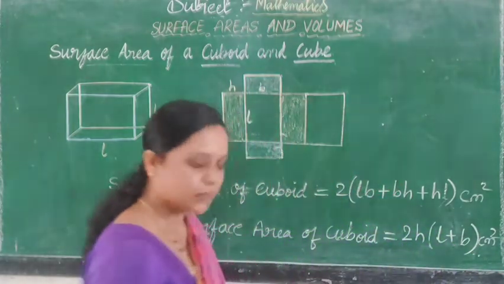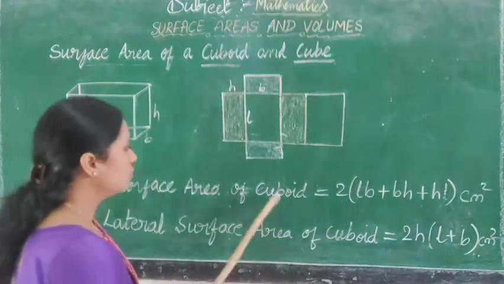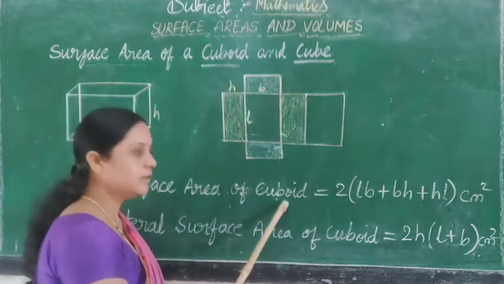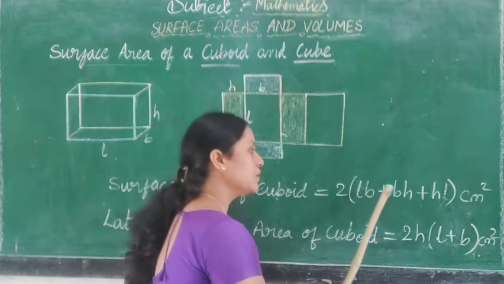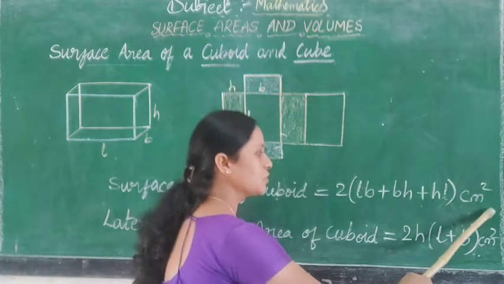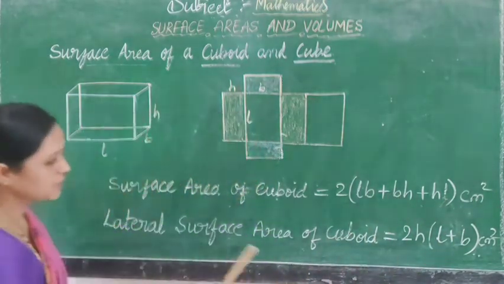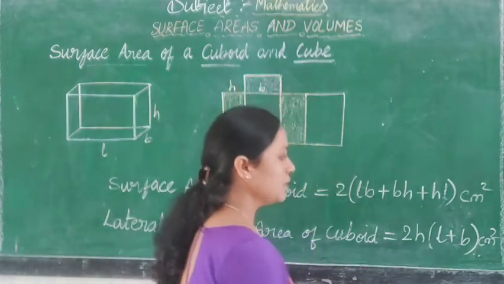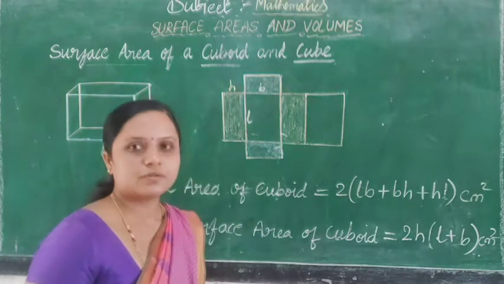So in this way we have two formulas. The first is the total surface area of a cuboid, that is 2 times of LB plus BH plus HL centimeter square, and the lateral surface area of a cuboid is 2 times of H into L plus B centimeter square.